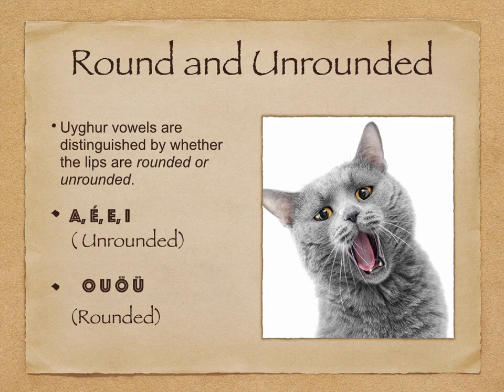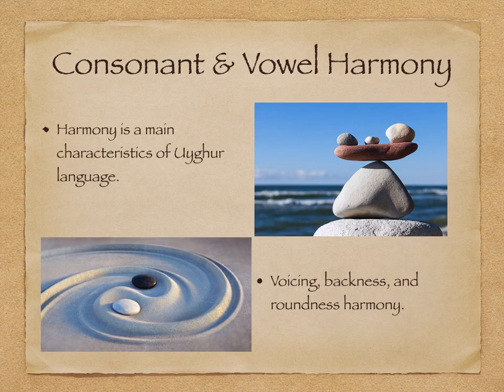And why I'm talking about rounded, unrounded, and front and back is because they're vital. They're very important in harmony rules, because Uyghur, like any other Turkic language, cares about harmony. It's one of the main characteristics of Turkic languages, right? So consonant and vowel harmony. Harmony is a main characteristic of the Uyghur language, like any other Turkic language.